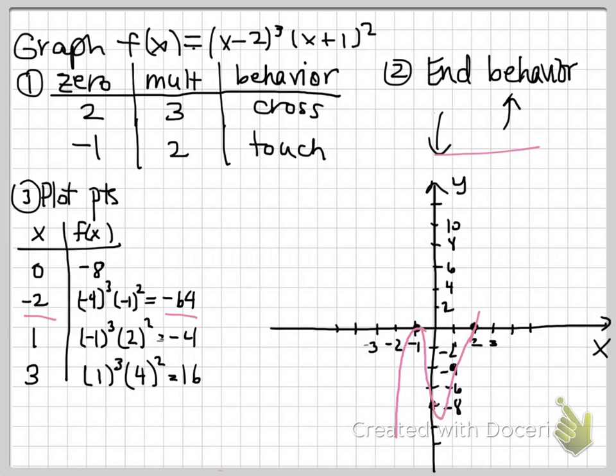Now my end behavior up here tells me that to the left the graph is going down, and to the right the graph is going to shoot up. So this is a good sketch of what this graph is going to look like. You should plug this into your calculator and see that you get something that looks like this.